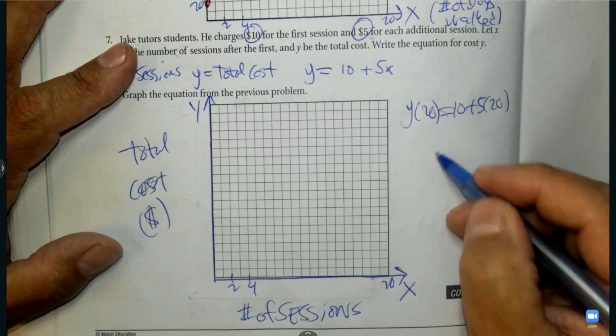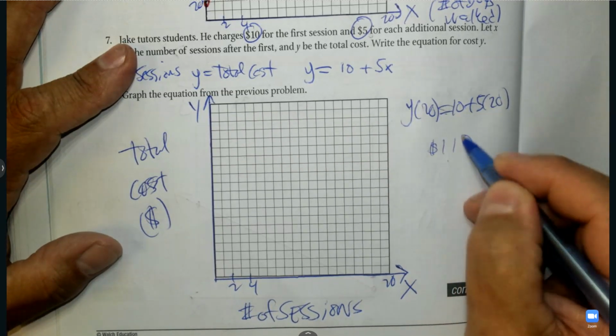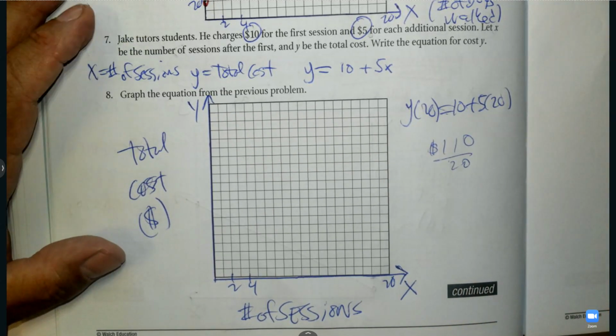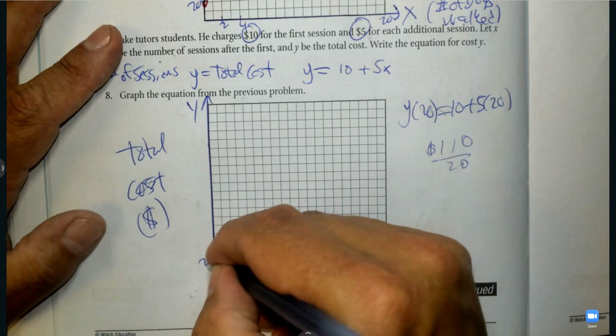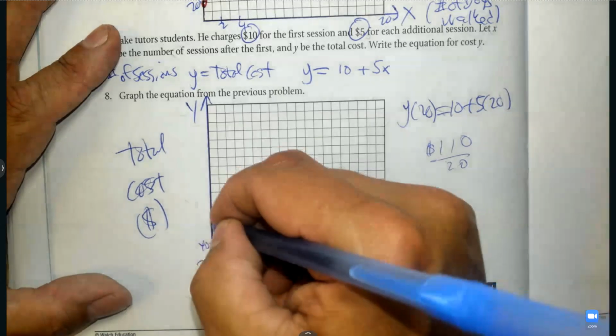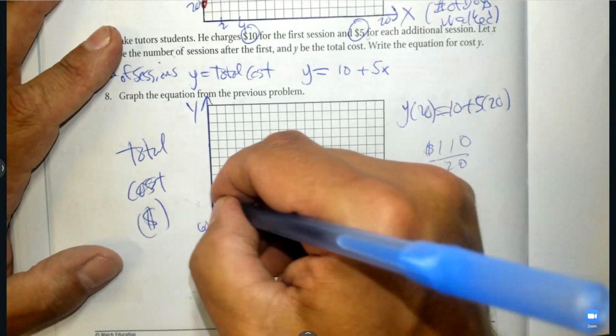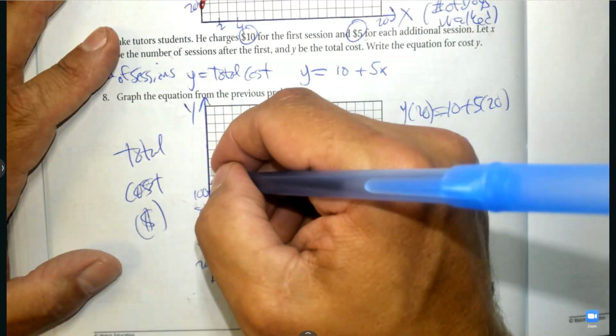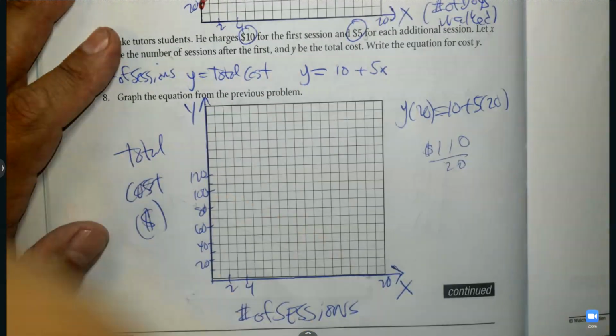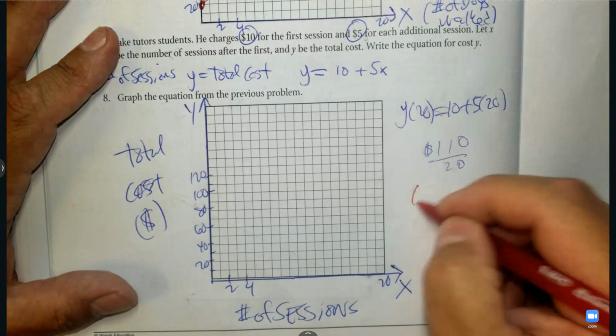So 5 times 20, that's 110. So if I divide by 20, I need more than 5 again. So I'm going to count by tens. So 10, 20, 30, 40, 50, 60, 70, 80, 90, 100. What do I get? One more, and then 120. Okay. So again, 2 points.